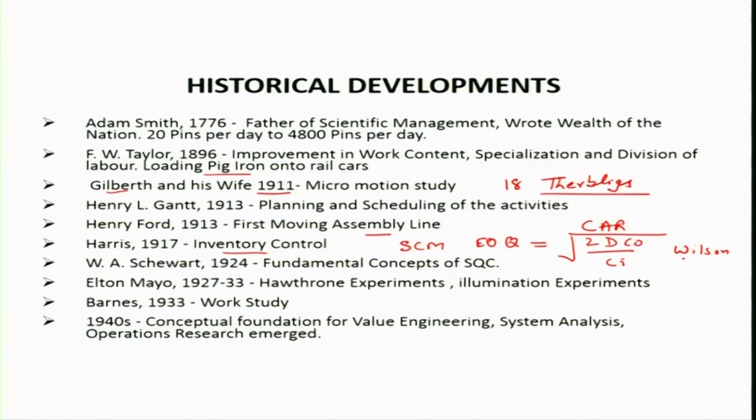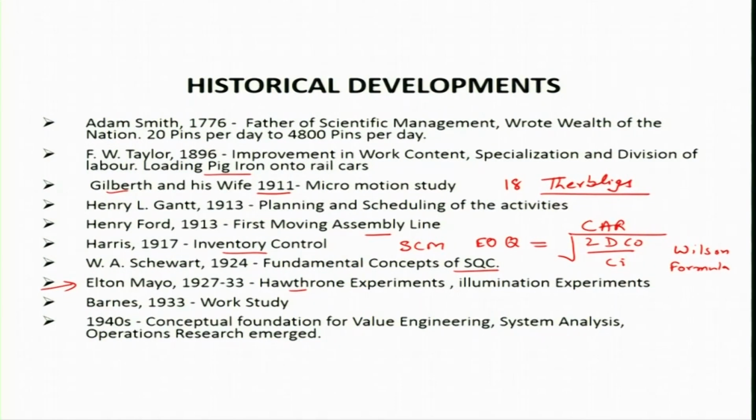and he took this formula, the outcome of Harris, to the industry, and it became popular as Wilson's formula of inventory management. Then in 1924, Shewhart developed the concept of statistical quality control. The whole set of control charts which we use in our industry today were developed in 1924 by Shewhart, along with many more aspects of statistics. Then a very important intervention took place in 1927 to 33. They are called Mayo's experiments, or Hawthorne experiments.